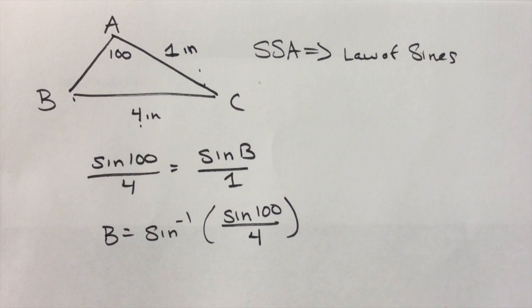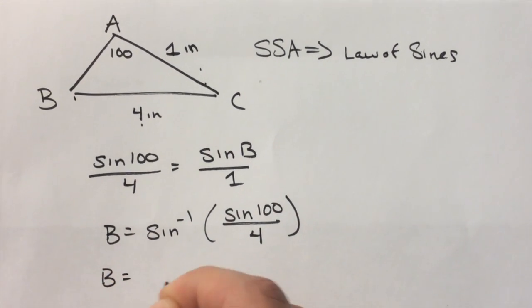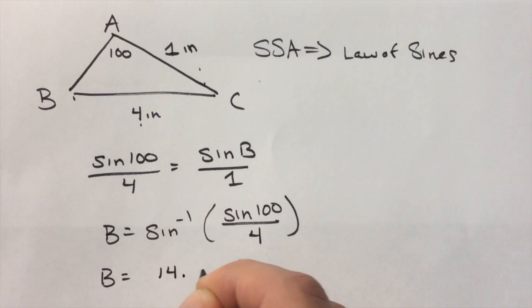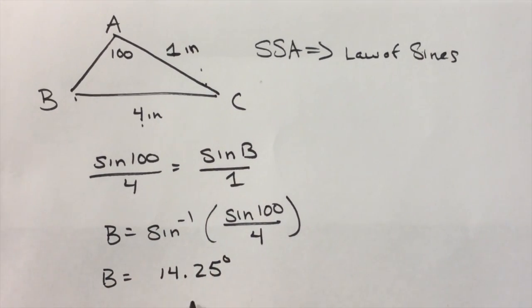So I go to my calculator. I'm going to type in the inverse sine of sine 100 divided by 4. And I get B equals 14.25 degrees. So that gives me a solution.